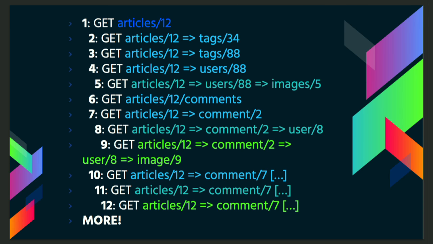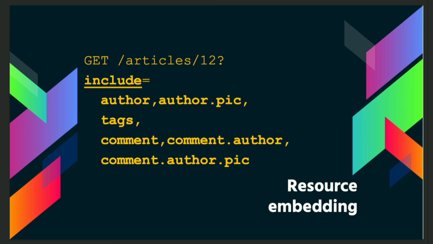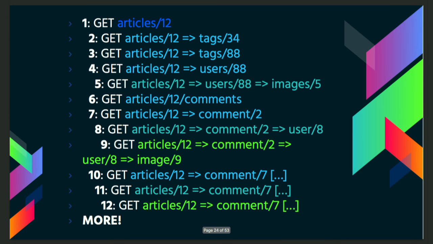So we solve it by doing resource embedding. With JSON API, you request the same article, Article 12, and you provide a special query string parameter called include. In include, you say, hey, give me the author, the image of the author, the tags, and then the comments, and the image of the author of the comments, etc. With that, the server takes that information, embeds all of the resources that it calculates in a single response, and sends you back all the information. So you have one single response as opposed to many.